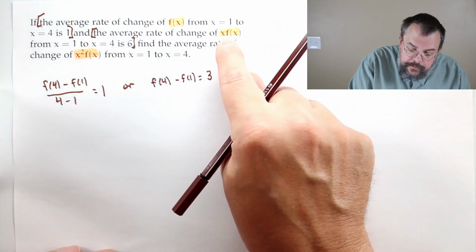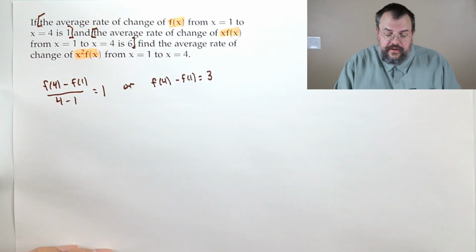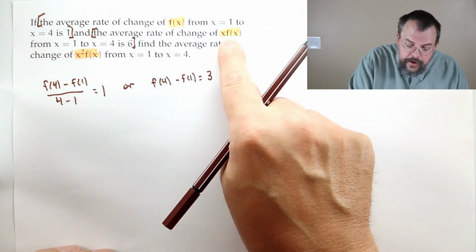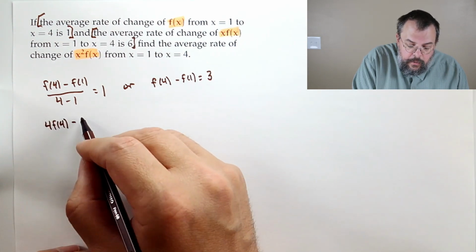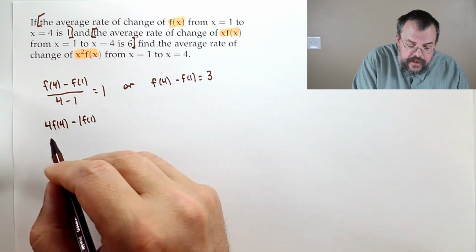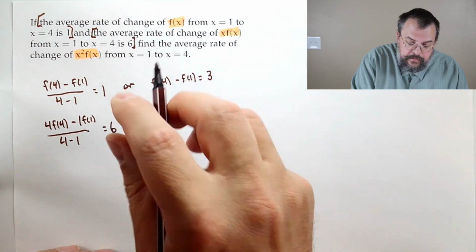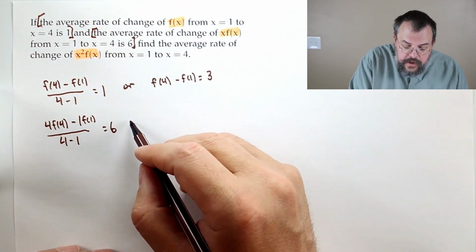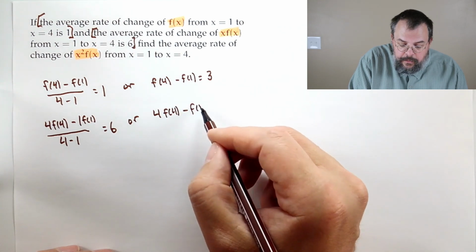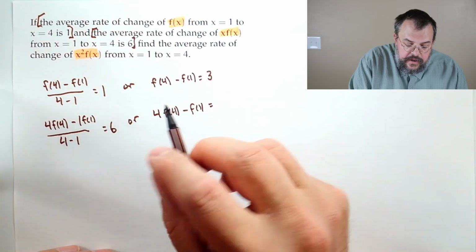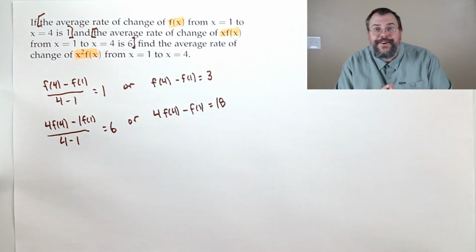Okay, now be careful. Our function isn't just f, it's x times f of x. So when we plug in 4, we're going to have 4f of 4 minus 1f of 1. Divide that by 4 minus 1 equals 6. Or, another way to write this, 4 times f of 4 minus f of 1 is equal to 3 times 6, 18.